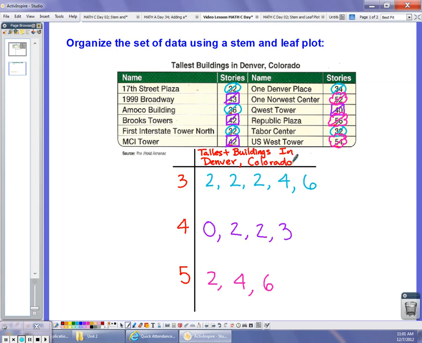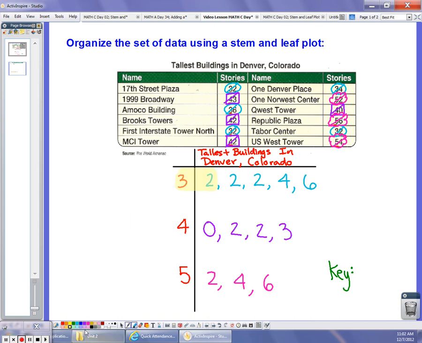Now, a lot of people think that they're done at this point, and this is where people get a lot of points taken off on a quiz or a test, because they simply forgot one thing, and that is a key. You do need to create a key to tell the reader how to read this stem and leaf plot. Typically, what most people do is use the first number in their key, such as this 32 right over here. I'm just going to highlight this, and that's what I'm going to use in my key.